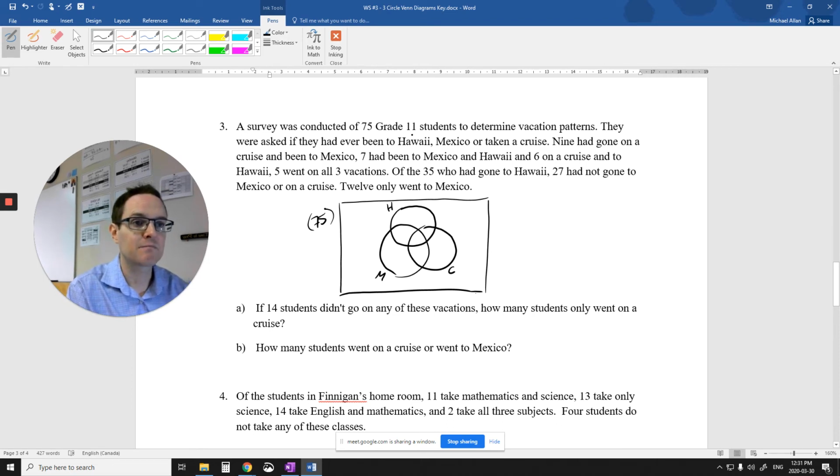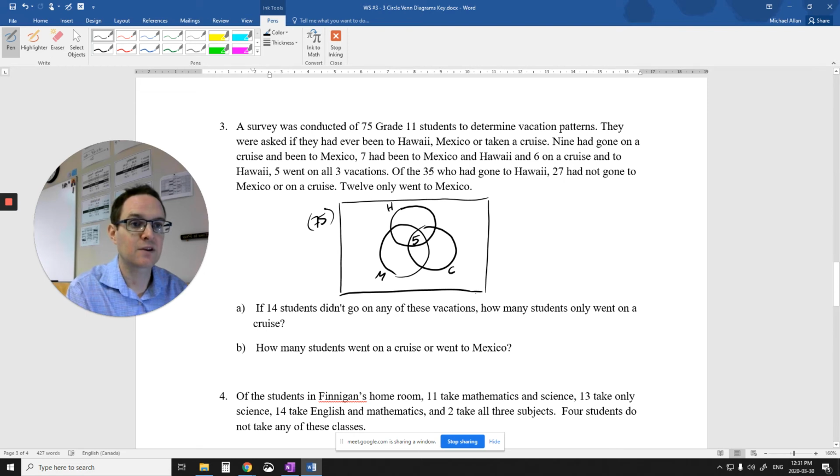Okay, so I'm just going to put some more information here. I'm going to read them all first. 7 have been to Mexico and Hawaii. And 6 on a cruise and to Hawaii. 5 went on all 3 vacations, so that's nice. I'm actually going to use that right now. I'm going to put a 5 right in the middle.